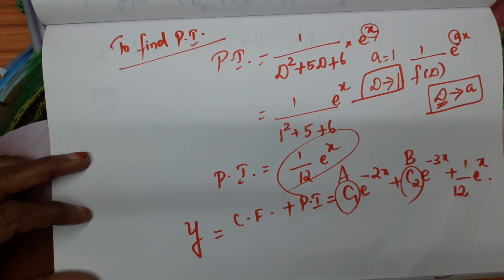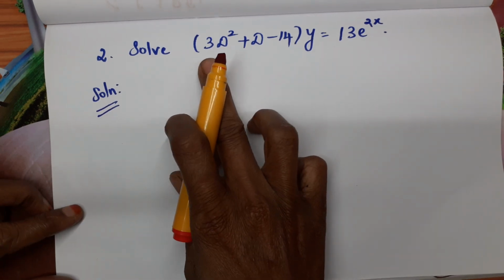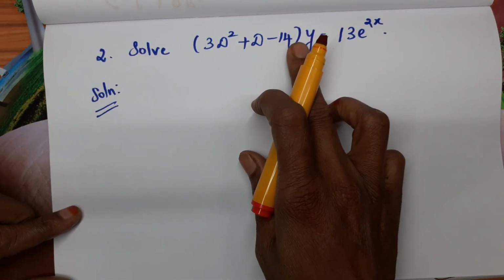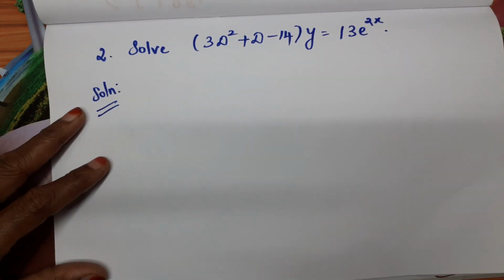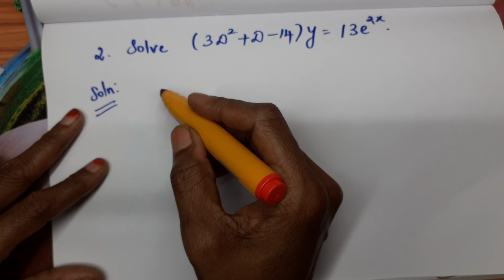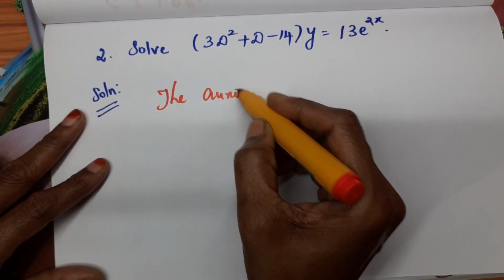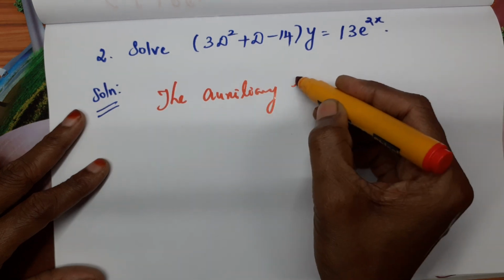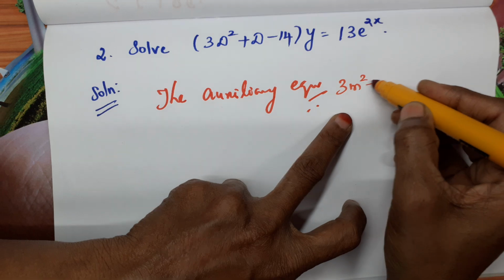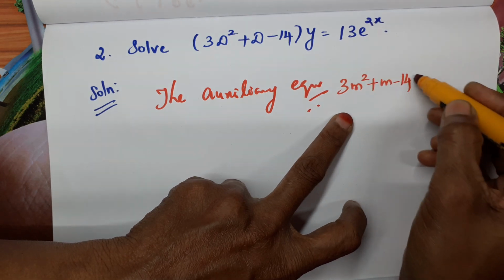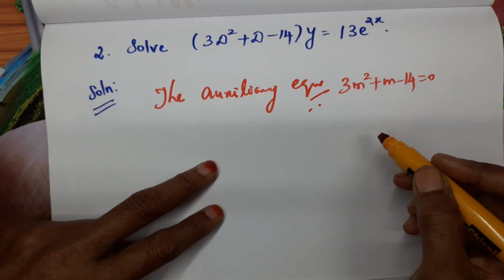Is it clear? The next problem we are going to solve is 3D squared plus D minus 14 into y equal to 13 e power 2x. What's the first step we have to do? First we have to write the auxiliary equation. Auxiliary equation means replacing D by m. So 3m squared plus m minus 14 equal to 0. For this we have to find the roots.